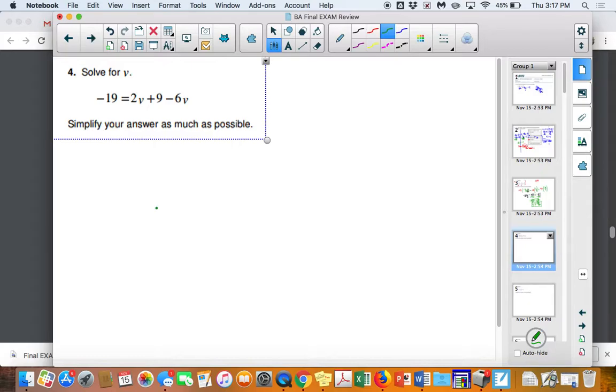Now let's try this one. So solve for V. I just need to copy it down again. I was trying to get the blue line off of the problem. That didn't work. Okay, get the line up.